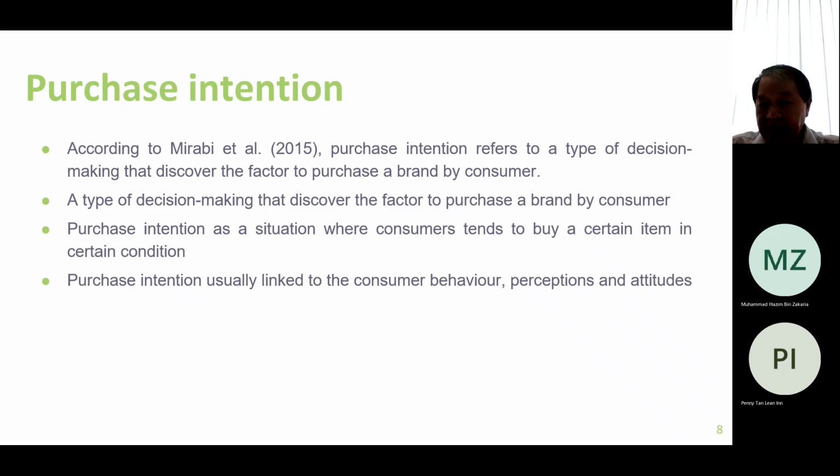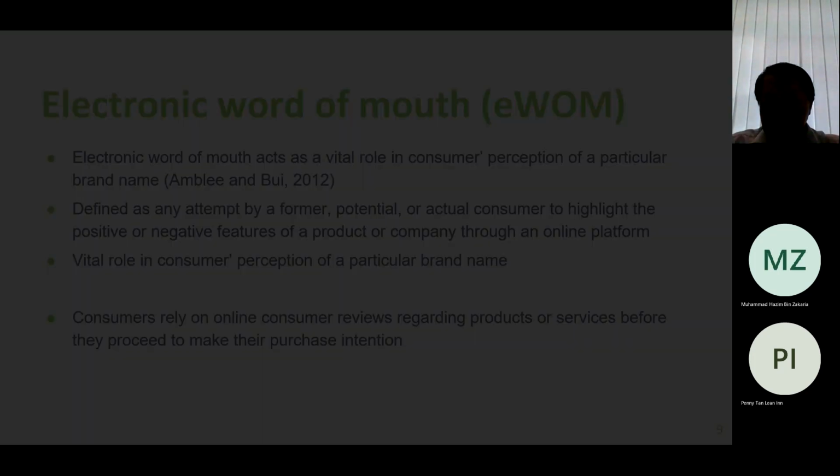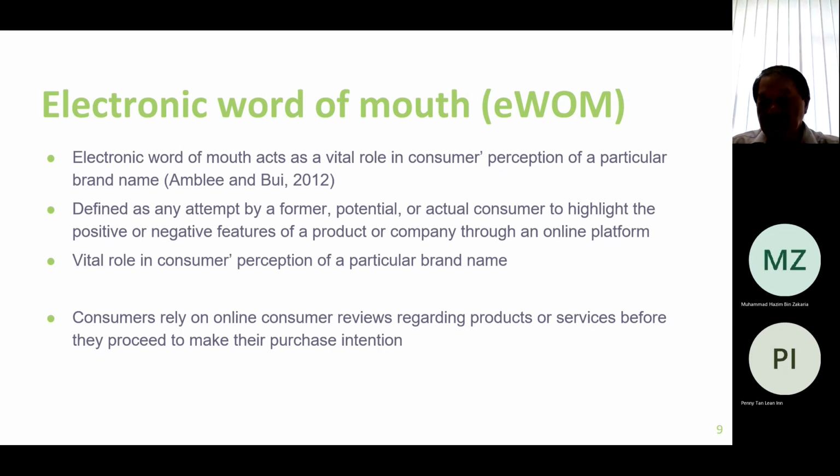So look at the first dependent variable, which is purchase intention. According to Mirabi, purchase intention refers to the type of decision that discovers the factors to purchase a brand by the customer. That is, you intend to purchase, but before that, you need to understand the brand first. Purchase intention is very likely linked to consumer behavior, perception, and attitude. The first independent variable is word of mouth, which is very important. According to Embry and Buys 2012, word of mouth acts as a vital role for consumer perception of a particular brand name. Therefore, consumers rely on online consumer reviews regarding the product or services before they proceed to purchase.